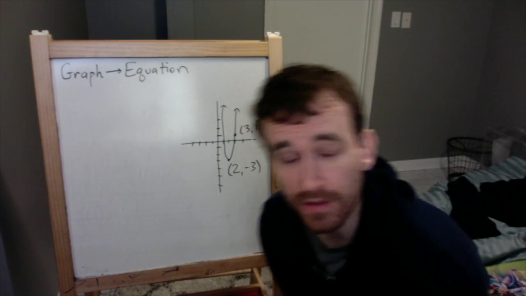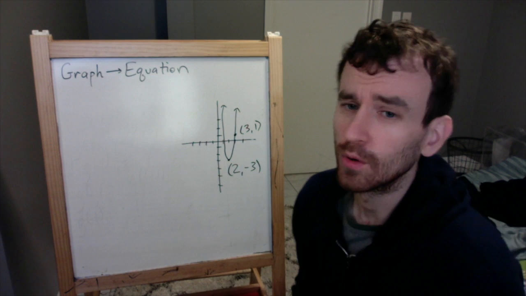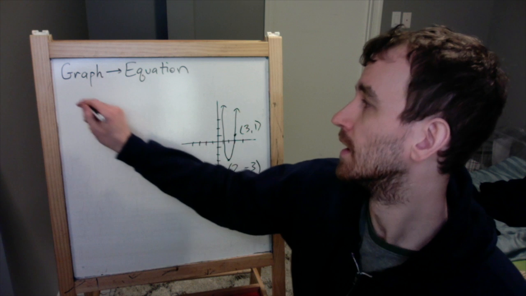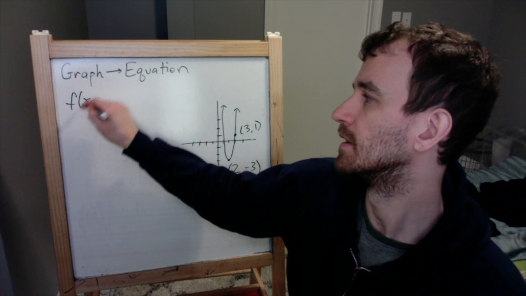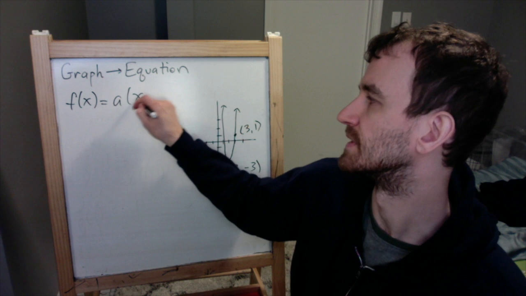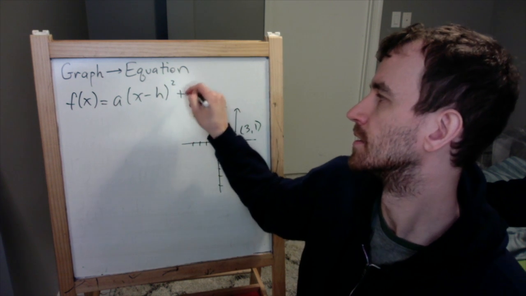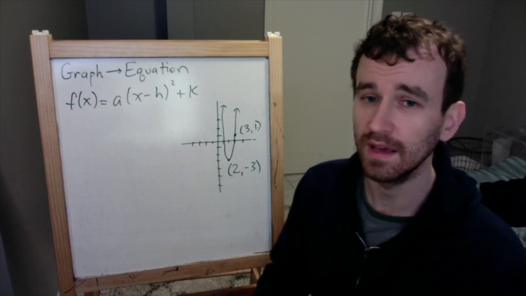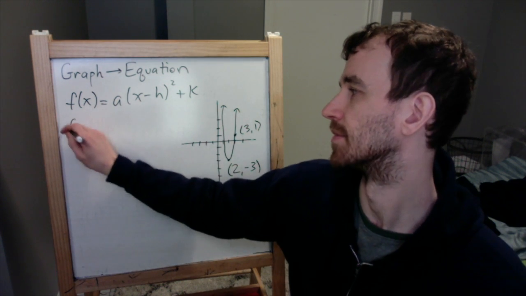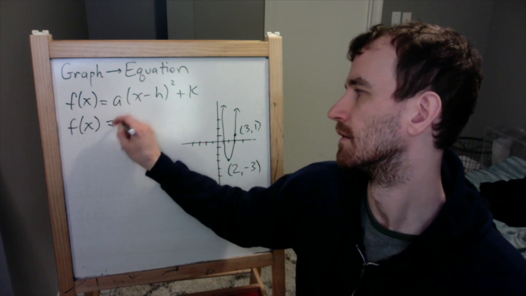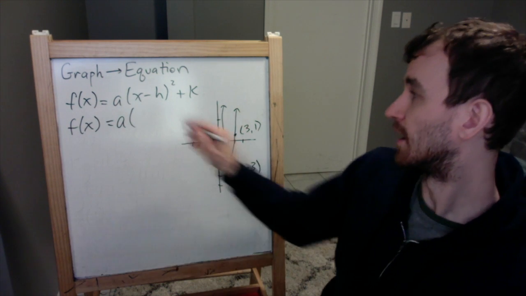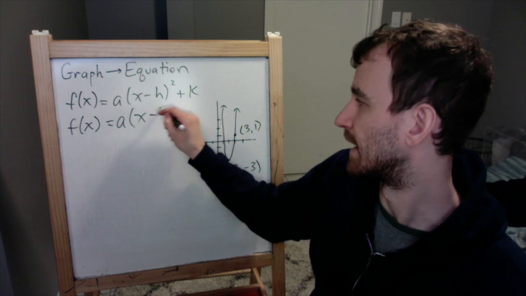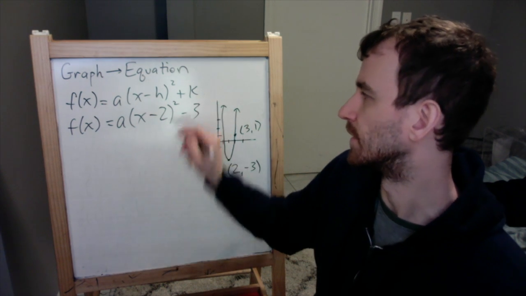We can also go the other direction: looking at a graph, or if you're given points for the vertex and another point, how do we write the equation? Now we know that our formula for vertex form is a times (x minus h) squared plus k. We know h and k are the vertex of the parabola, so for this particular graph, our vertex is at (2, negative 3), so that's going to be (x minus 2) squared minus 3.